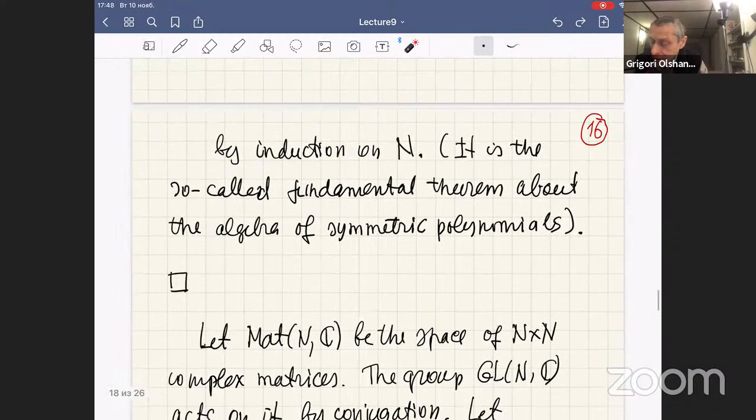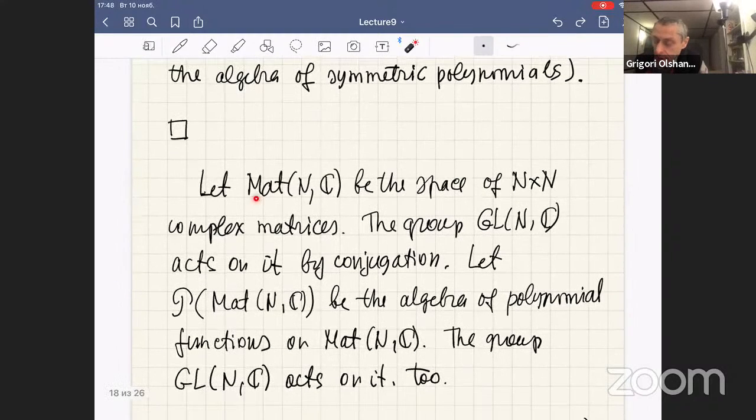Okay, so what next? Let's take the space of all n by n complex matrices. Our group GL_N operates on this matrix space by conjugation. And take the algebra of polynomial functions on this matrix space.